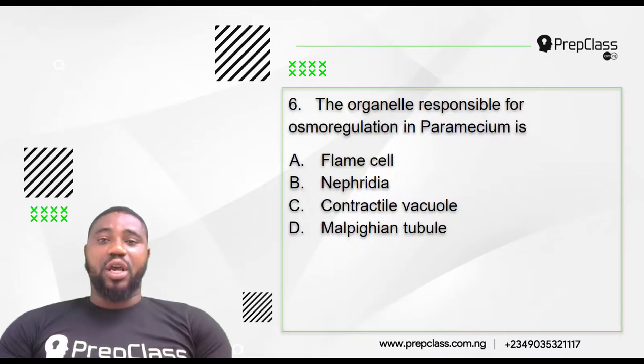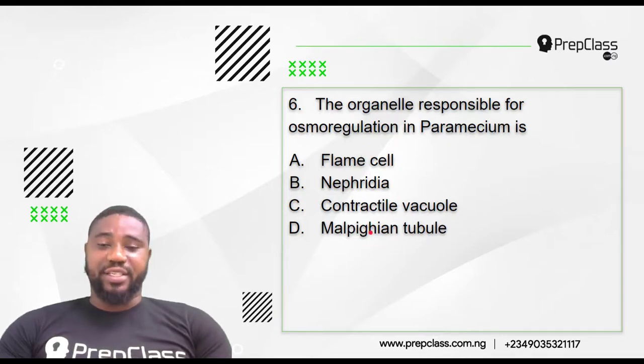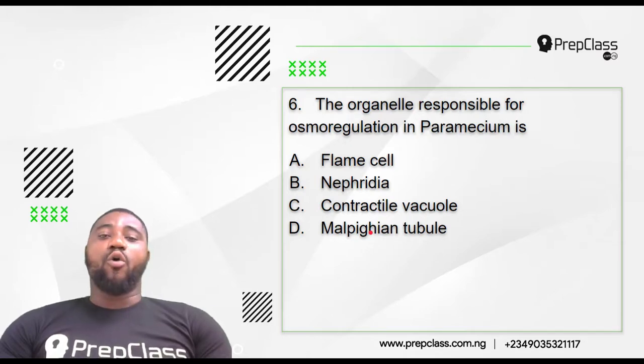Question number 6. The organelle responsible for osmoregulation in Paramecium is? Is it a flame cell? Is it the nephridia? Is it a contractile vacuole? Is it a mammalian tubules? Now, all these organs listed here are osmoregulatory organs of some organisms. Flame cell, in flatworms, nephridia, in earthworm, mammalian tubules, in insects.